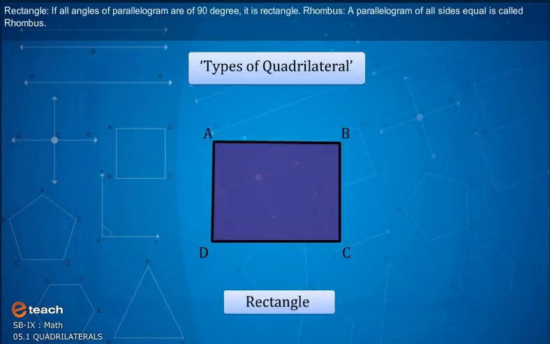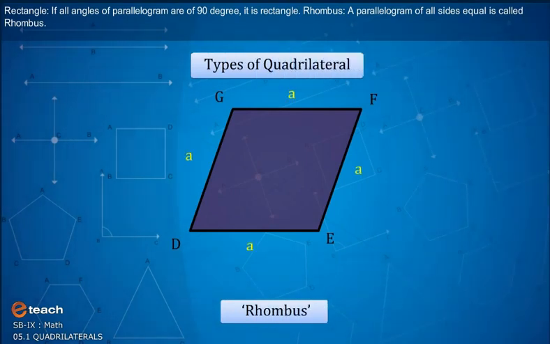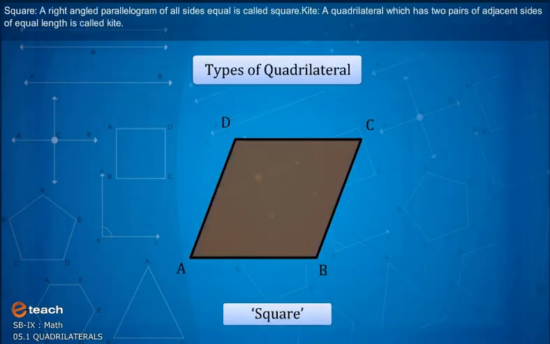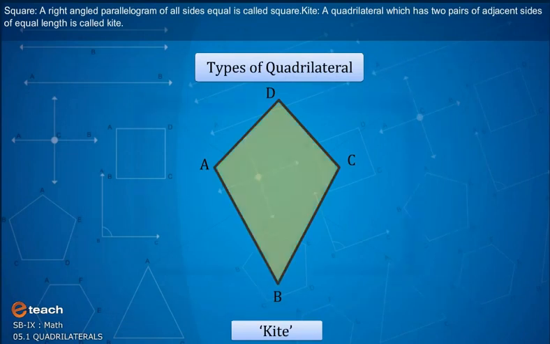Rectangle. If all angles of a parallelogram are 90 degrees, it is a rectangle. Rhombus. A parallelogram with all sides equal is called a rhombus. Square. A right-angled parallelogram with all sides equal is called a square. Kite. A quadrilateral which has 2 pairs of adjacent sides of equal length is called a kite.